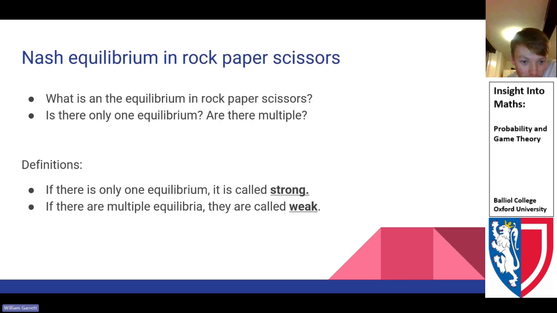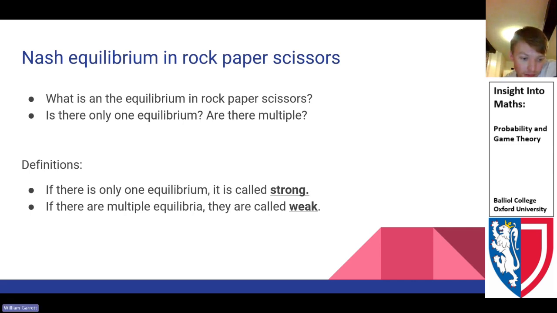This is the definition I wanted to make, which is a game with a unique equilibrium. That means there's only one, for example, rock, paper, scissors. That Nash equilibrium is called a strong equilibrium. And a game with multiple is called weak.